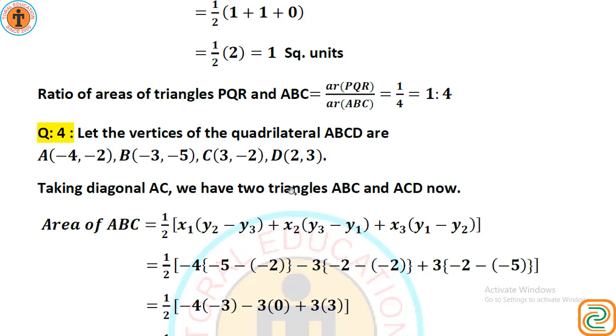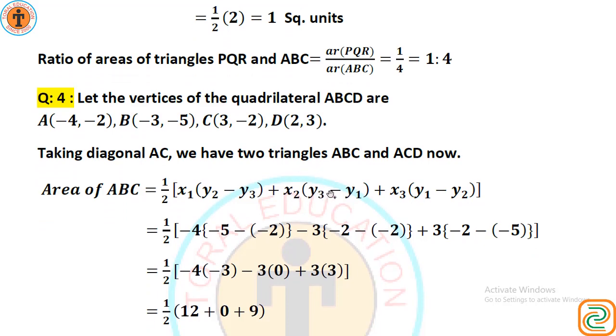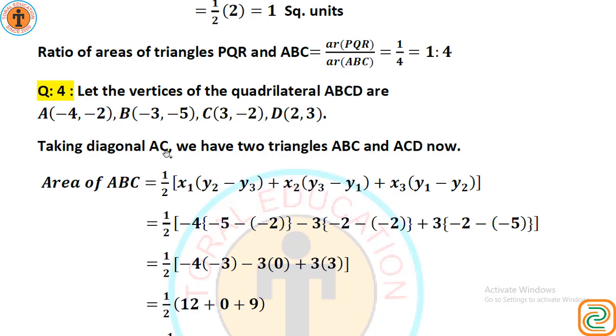Okay friends, we will consider the figure in the brain, or else I can draw the figure in the PDF. Now taking diagonal AC, we have two triangles ABC and ACD. If we add the areas of both triangles, we will get the area of the quadrilateral, whether it is a parallelogram or any type of quadrilateral.